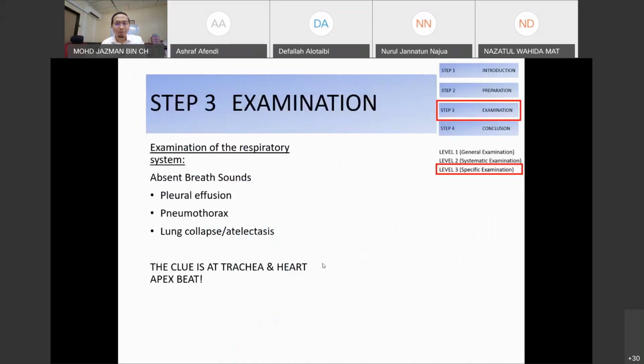Okay, so next is the absence of breath sound. Always remember these three differential diagnoses: pleural effusion, pneumothorax, and lung collapse or atelectasis. The clue is the trachea and the heart apex beat. This is when you look for the mass effect or the pulling effect. As I told you earlier on tracheal deviation, if there's a pulling effect, it means lung fibrosis or lung collapse. If it's a pushing effect or mass effect, it can be due to pleural effusion, a mass, or pneumothorax.